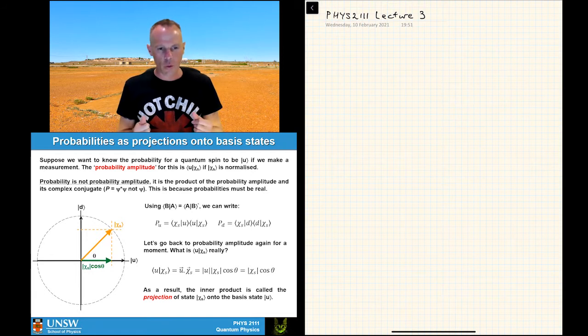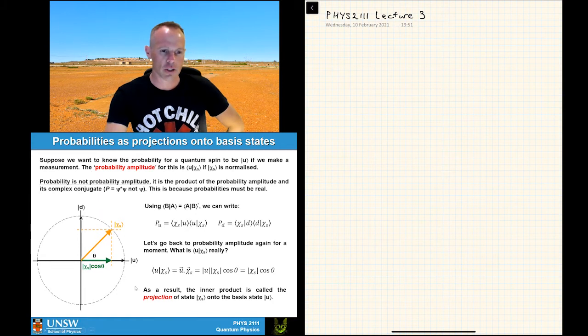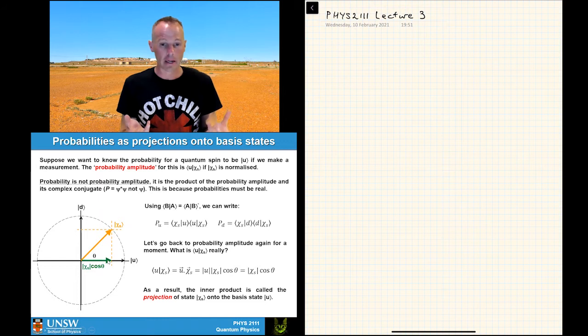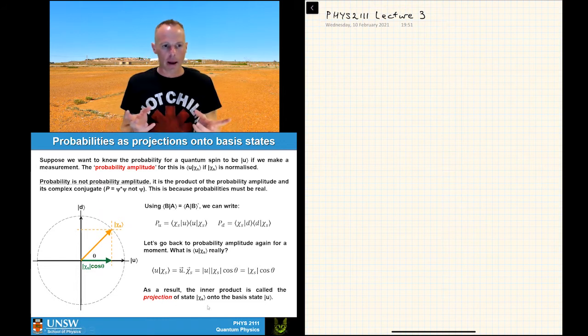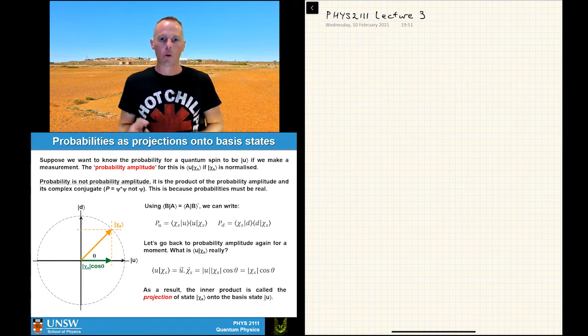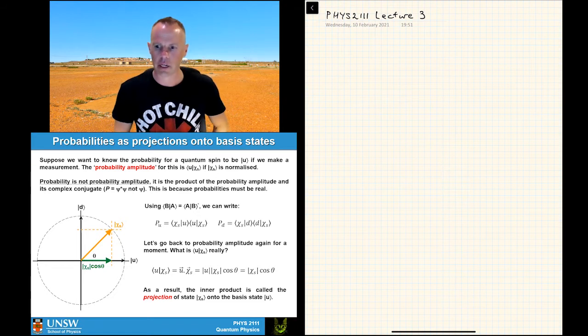Projection ends up being the winning term over component in this particular case, which is why I'm having to explain what a projection is. They're the same thing ultimately. But what we're really doing here is looking at what the projection of this vector onto that axis is, and that is the probability. This is why you will hear in quantum mechanics and see in the textbooks, projective measurement or probabilities as projections. You're basically just taking a state and projecting it onto an axis.